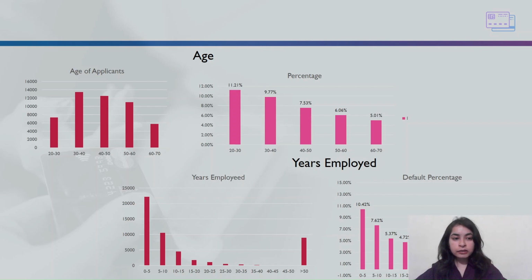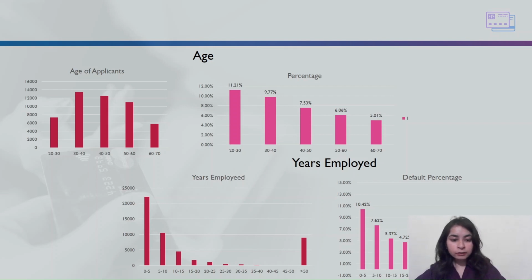Then this is age analysis. In age, we can find that a majority of our applicants belong to the 30 to 40 and 40 to 50 groups. But if we talk about the defaulting percentage, you can clearly see that young adults, like the 20 to 30 and 30 to 40 age groups, are more defaulting in installment repayment in comparison to other age groups.